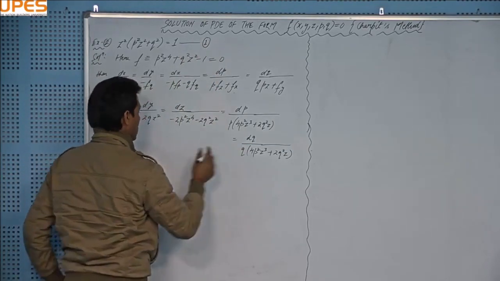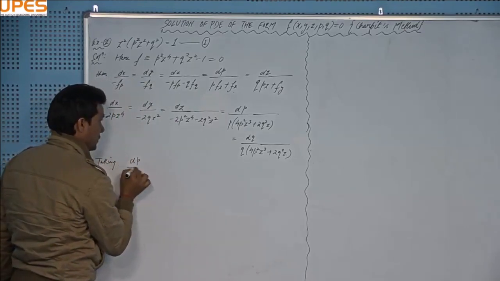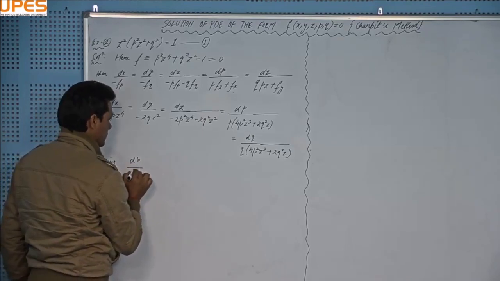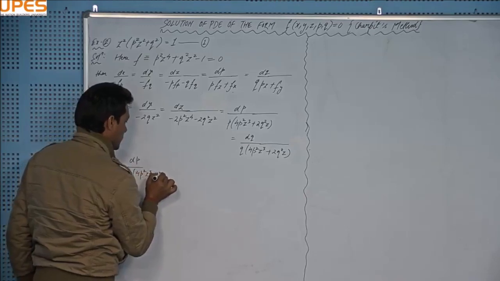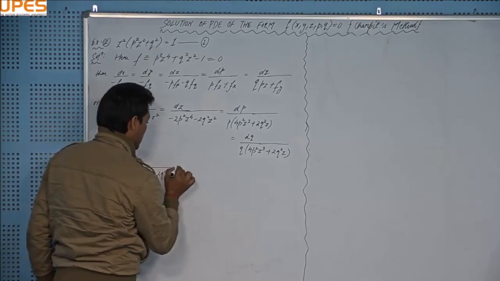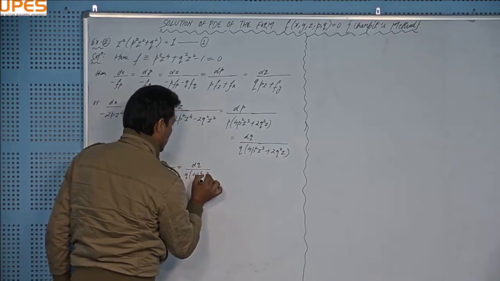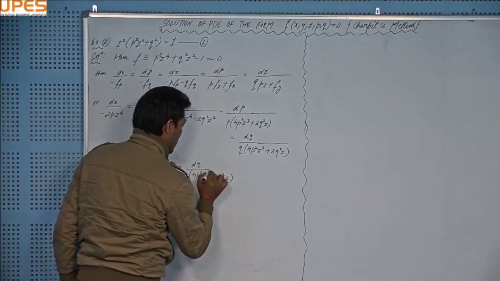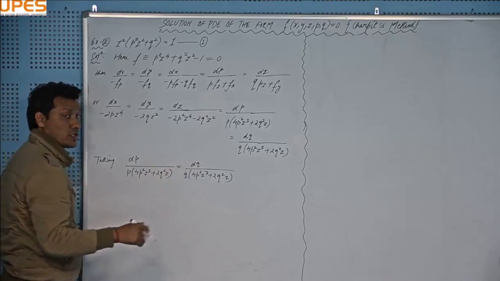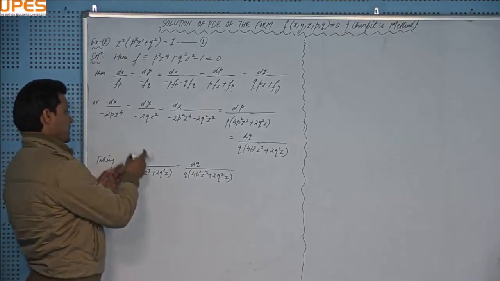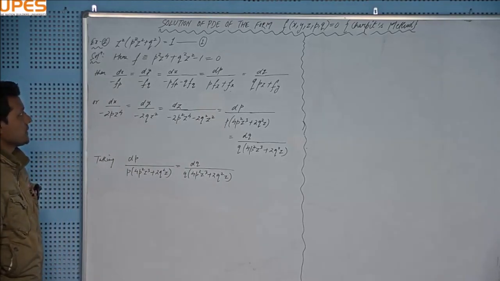Okay, and taking the last two ratios, dp over p times 4p square z cube plus twice q square z equal to dq over q times 4p square z cube plus twice q square z, then this will be cancelled, and I will be getting dp by p equals dq by q, and then on performing integration I will be getting log p equal to log q plus log c. So ultimately I will be getting p is equal to qc, right?